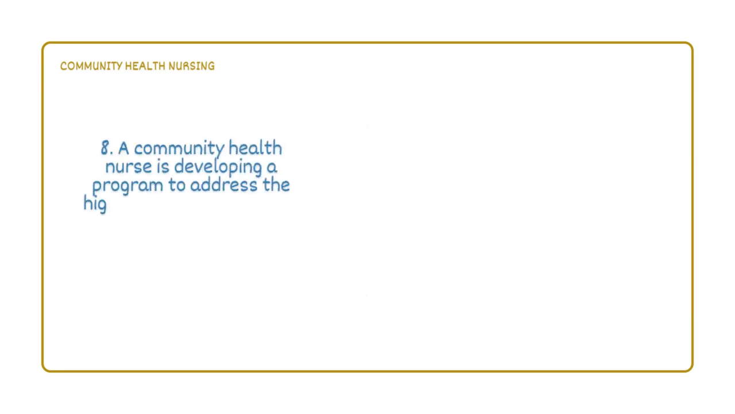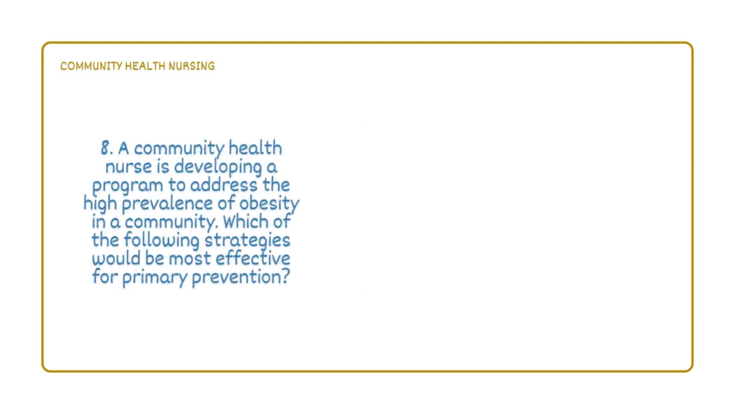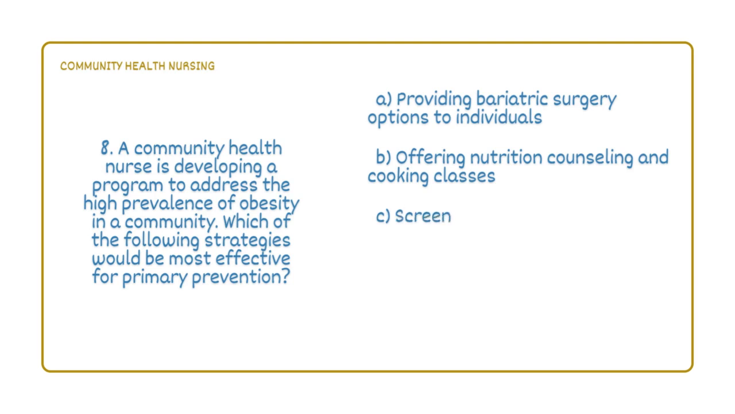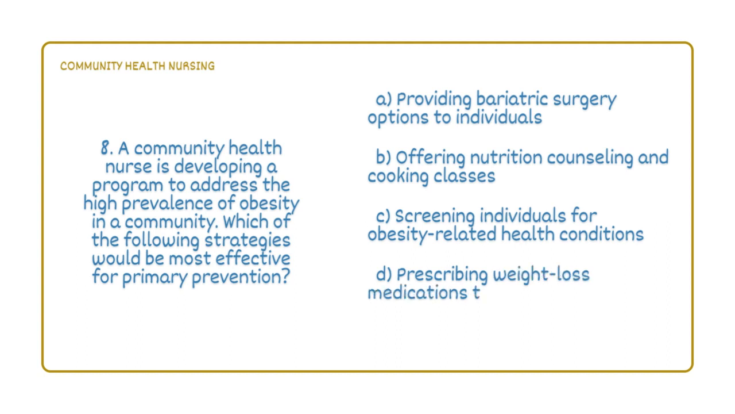8. A community health nurse is developing a program to address the high prevalence of obesity in a community. Which of the following strategies would be most effective for primary prevention? A. Providing bariatric surgery options to individuals. B. Offering nutrition counseling and cooking classes. C. Screening individuals for obesity-related health conditions. D. Prescribing weight loss medications to individuals.